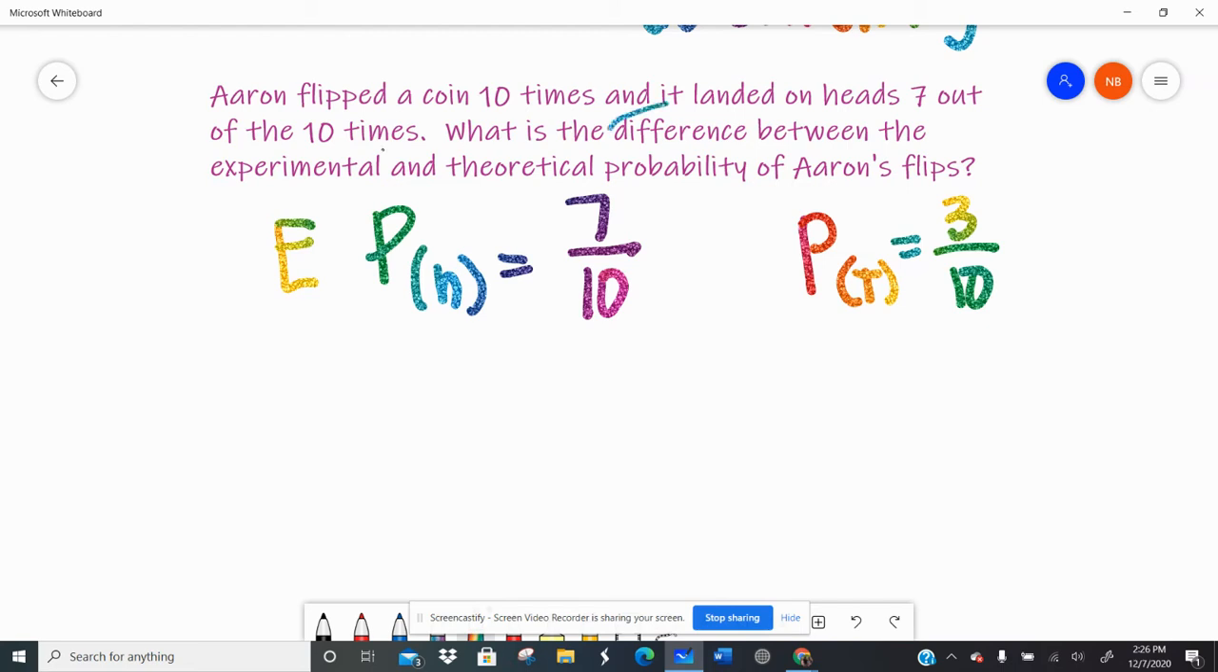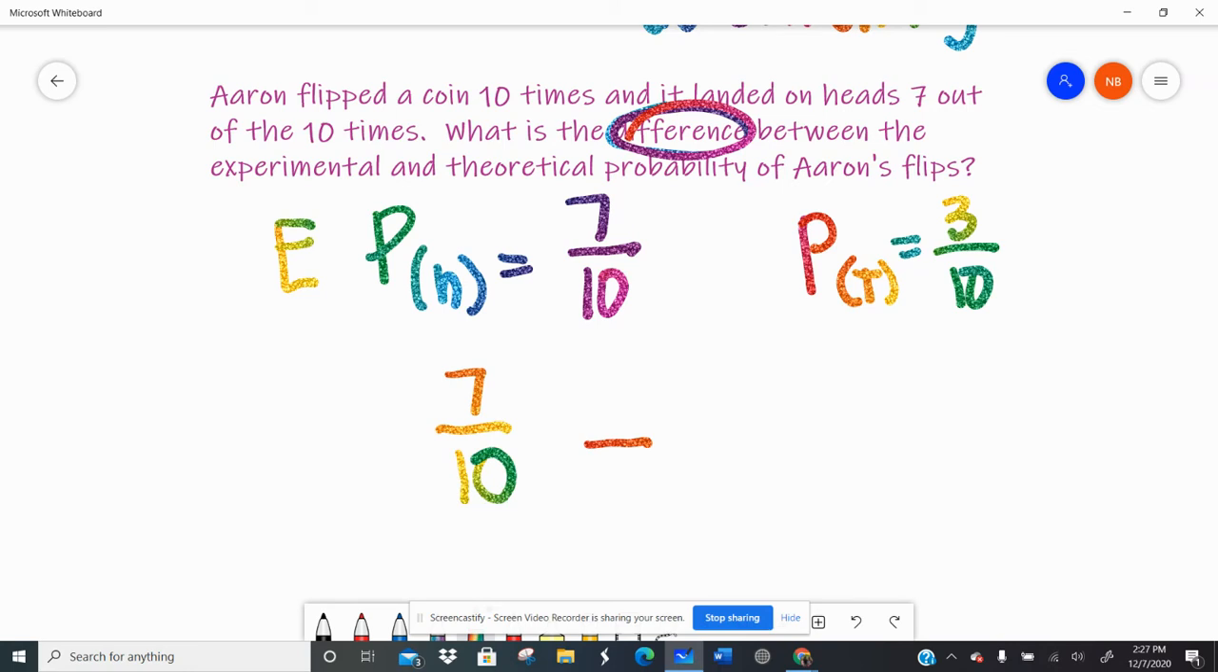So the difference means what? The difference means subtraction, right? So if we're looking at the difference between the actual amount of times that he landed on heads versus what should have happened in theory, we subtract those two things. So when Aaron actually flipped the coins, it landed on heads 7 out of 10 times.